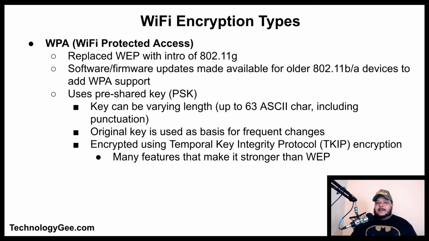WPA also uses a pre-shared key, or PSK, but unlike WEP, the key can be of varying length, up to 63 ASCII characters, including punctuation. The original key is used as the basis for frequent changes, and it is encrypted using Temporal Key Integrity Protocol, or TKIP encryption. TKIP has many features that make it stronger than WEP.